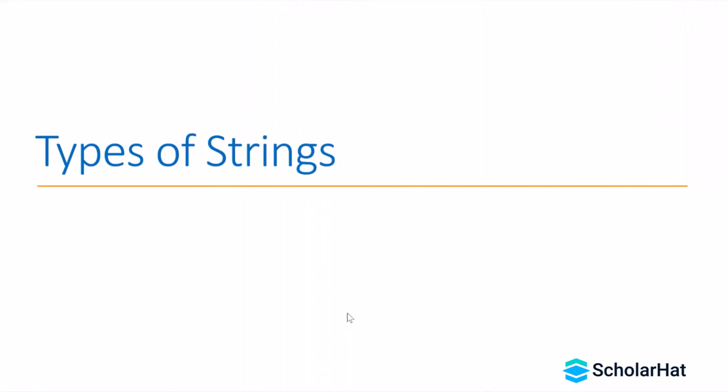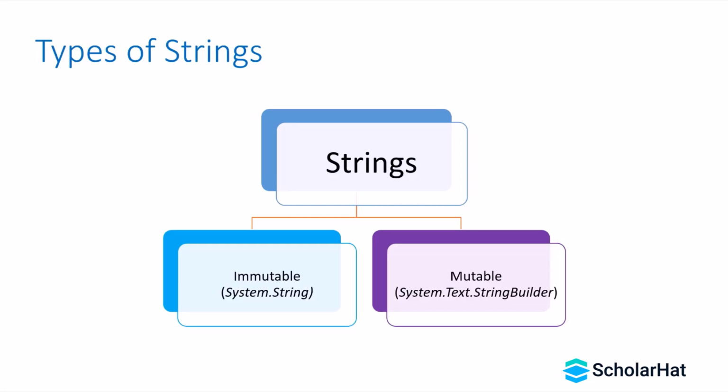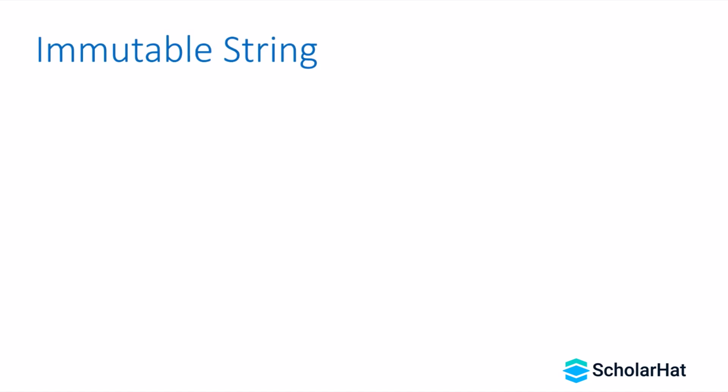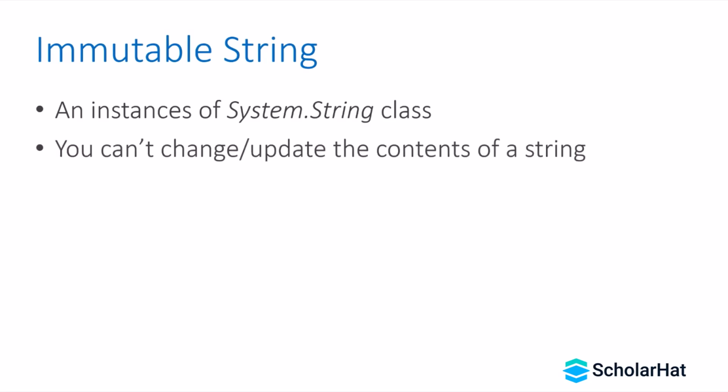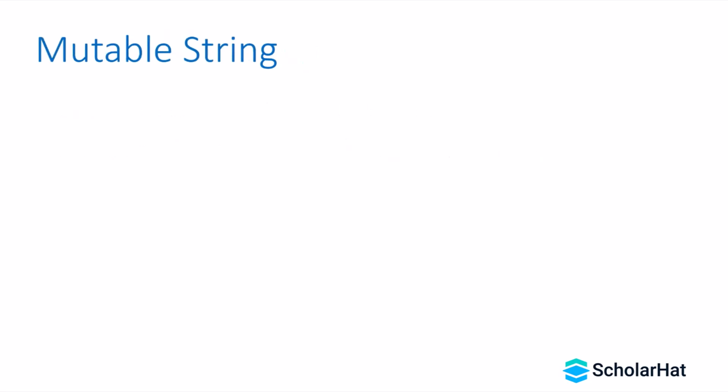Hi. In this session, you will learn about different types of strings in C#. So C# supports two types of strings here, immutable and mutable string. So immutable strings are the objects of the System.String class, and mutable strings are the objects of System.Text, meaning the StringBuilder class. So immutable strings you cannot modify, but mutable strings you can modify. So let's understand what are the immutable strings. Immutable strings are the instances of the System.String class, and you cannot change or update the content of a string. It is unmodified.